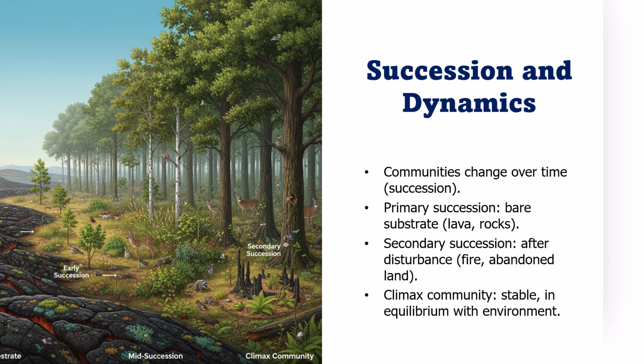Through successive stages, pioneer species give way to more stable species or communities until a climax community forms, which is in relative equilibrium with the environmental conditions. Succession explains how ecosystems recover after disturbance and how biodiversity develops. Understanding these dynamics is essential for ecological restoration, habitat management, and predicting the impact of environmental change on community composition.